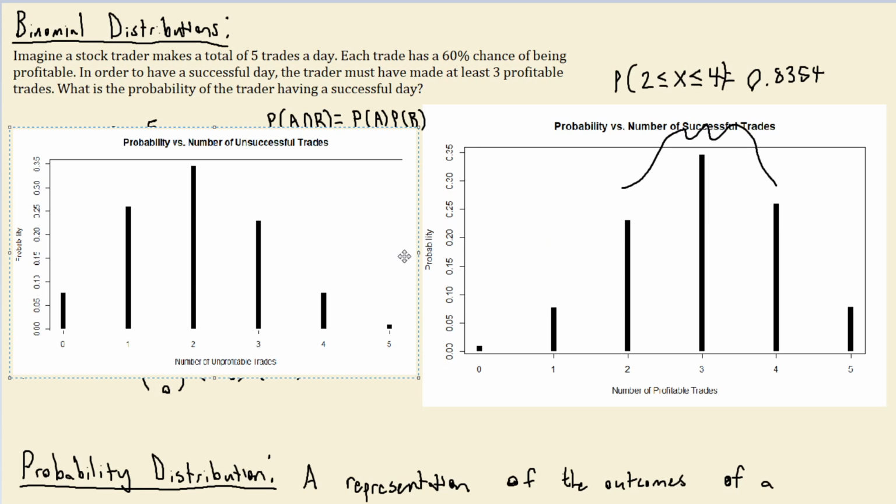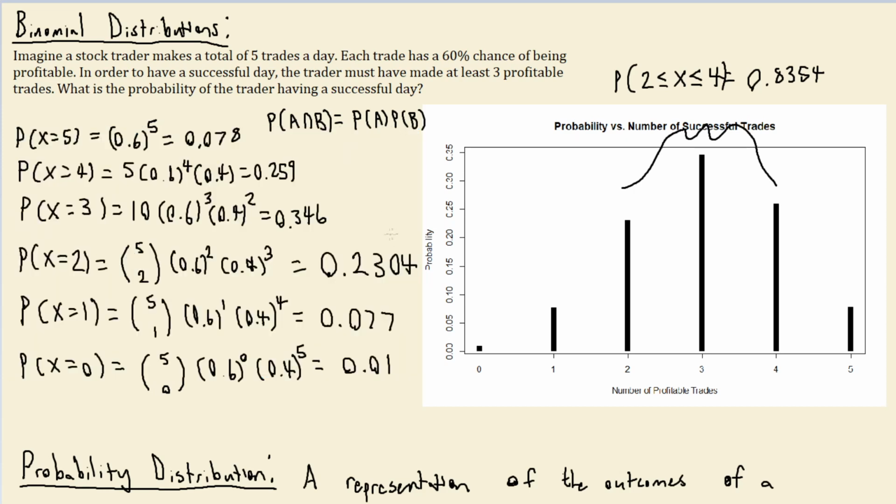And there could be situations where one might be more appropriate than the other. It's important to understand that both of these are equally valid ways to represent this experiment. I think in this case I would prefer this one, but there could be situations where you might want to model the probability of having unsuccessful trades. There could definitely be situations where that would be more useful.